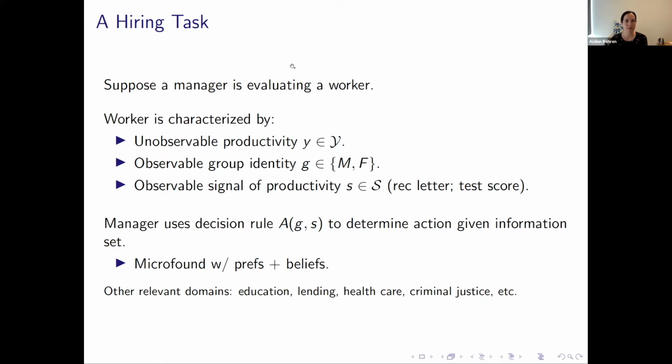Now this worker, although productivity is unobservable, generates some observable signal of this productivity, be it a recommendation letter, a test score, the outcome of a health test, say prior criminal record, a lot of different things that this signal could be. For starters, we're going to say the manager uses some decision rule to determine the action to take given their information set, that is the group identity and the signal of productivity. So we let A(G, S) denote this action rule. In a couple of slides, I'm going to provide a foundation for this in terms of preferences and beliefs.